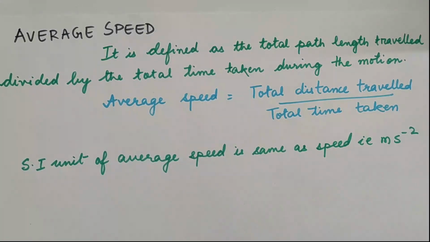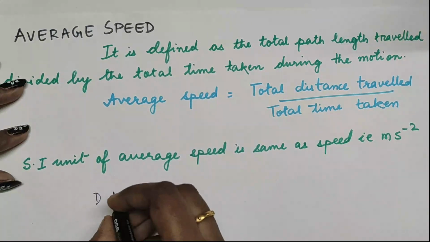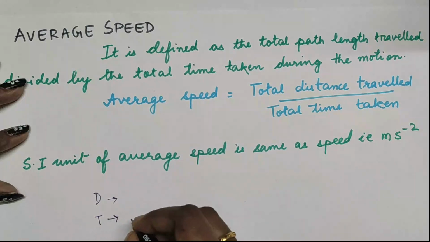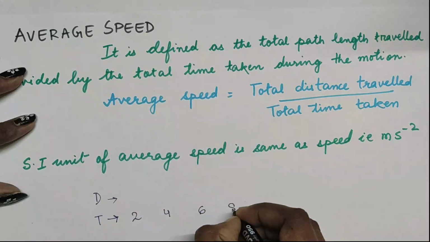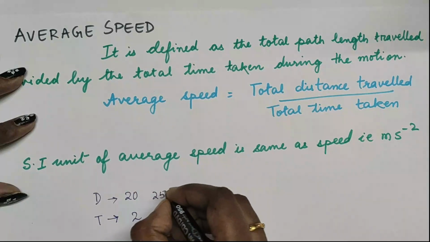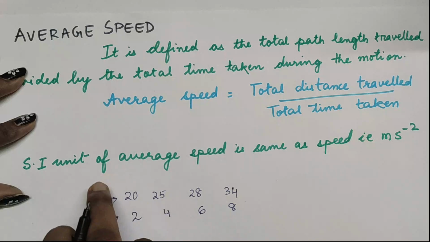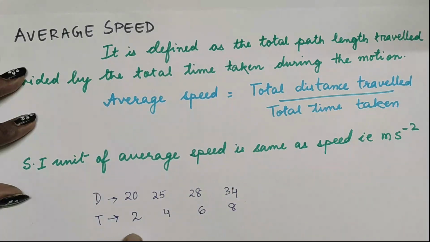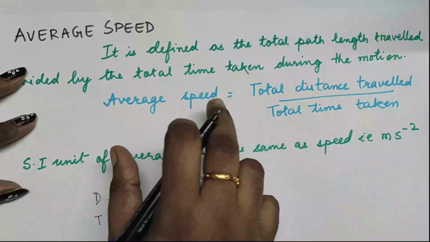For example, I will tell you a simple question. Suppose a body is moving for every 2 hours of increase, like 2, then 4, then 6, and then 8. It is moving different distances in different time intervals. Then what do you have to do? You have to add all the distances and divide by the total time. Then you will get the average speed. So add the distances, add the times, and divide them to get the average speed.